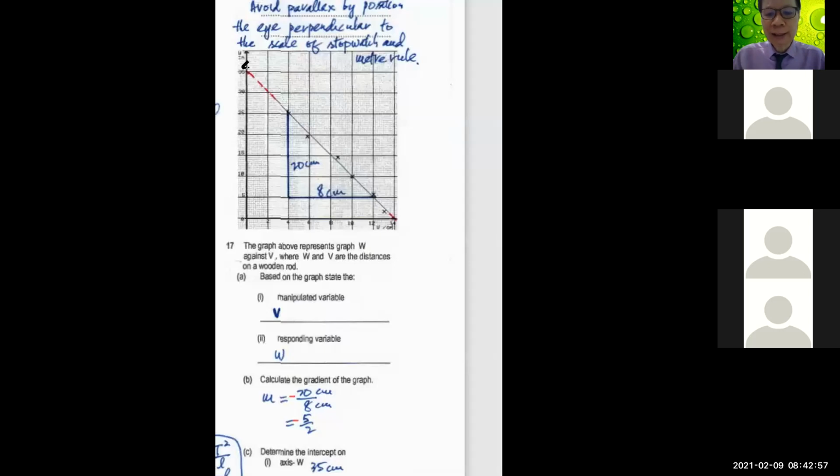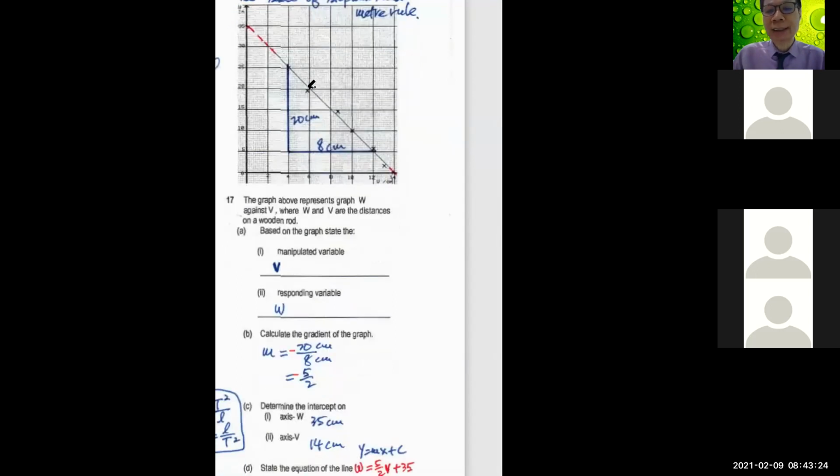Okay, next one is the intercept of axis V. What is the answer? Intercept of axis V. Anyone got the answer? Okay, one answer came in. Chong Cheng Yi says 14. Yes, correct. The answer is 14. Well done, Chong and Sean, 14 cm. You stand here, you see this number is 14. So 14 cm is the intercept of the V-axis.